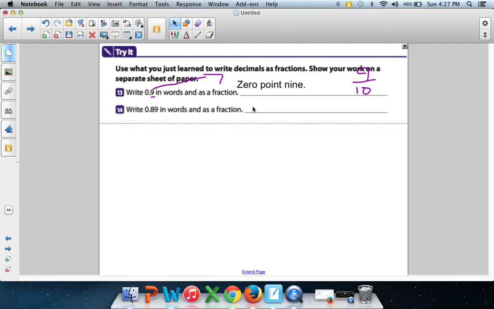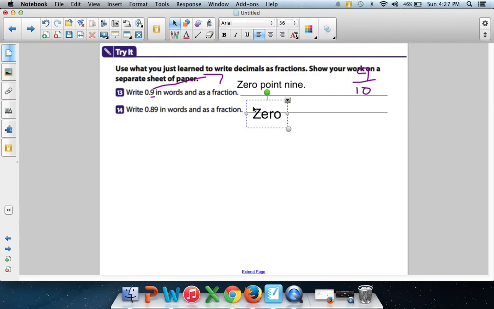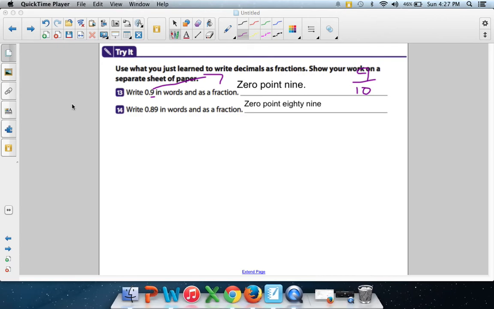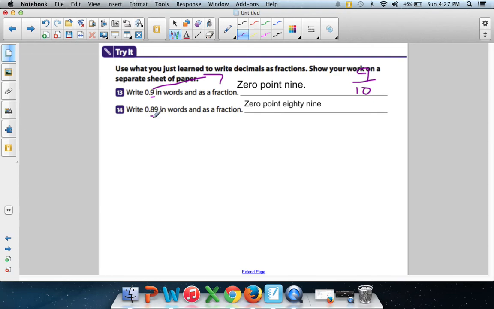Let's do number 14. First they want it in words. Okay, no problem. 0.89. 0.89. We got it. Now, to make that into a fraction, don't freak out. We've been practicing this. You're going to be fine. Count how many places there are. 1, 2. Oh! There's 2 places.